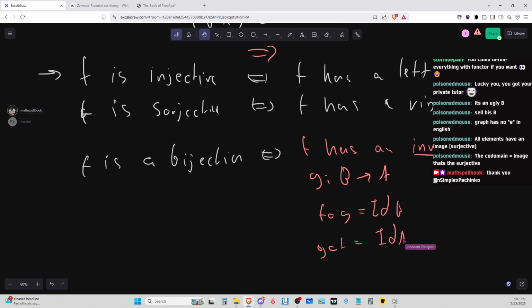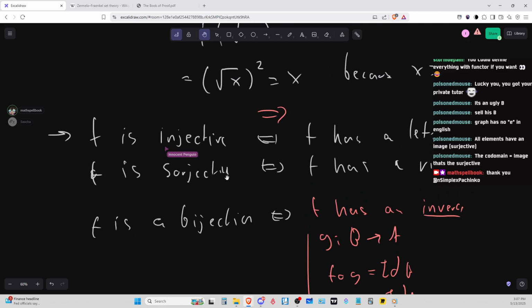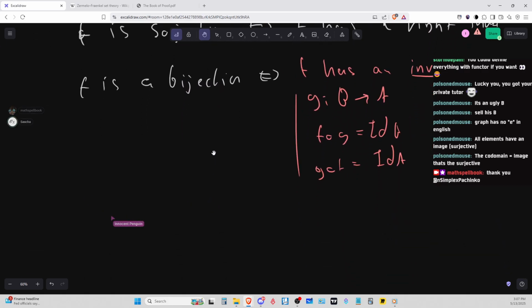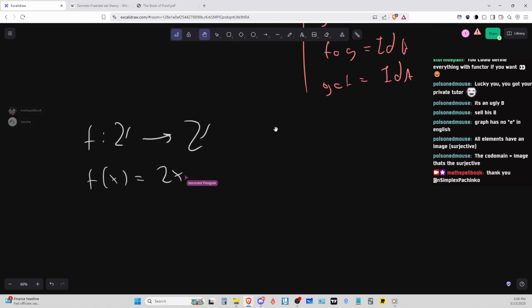So can you present examples of each? Well, we already presented an example of surjective. Can you present an example for injective and bijective? Okay, we're going to take F to be a map that goes from Z to Z, and the map will be: we take x and we map it to 2 times x. This map is injective.